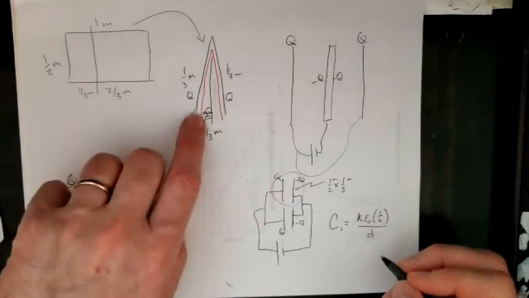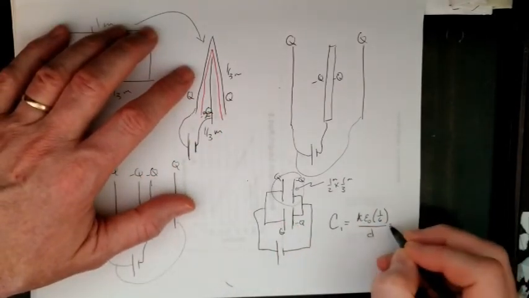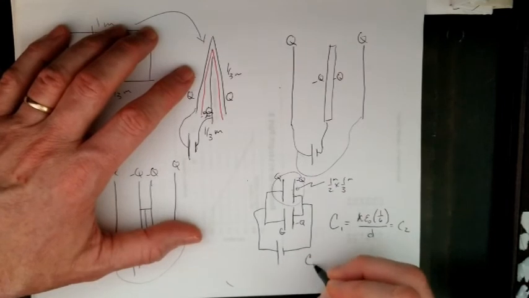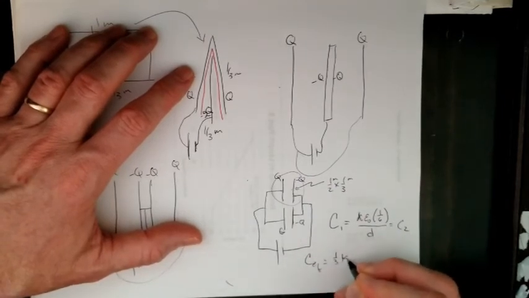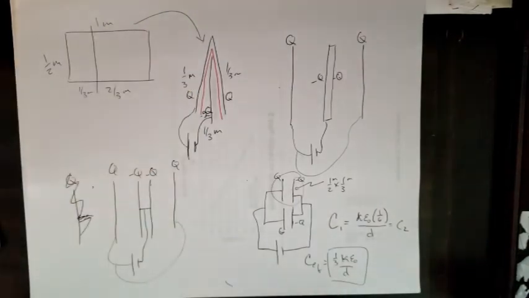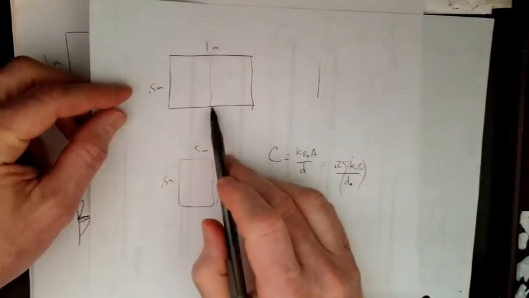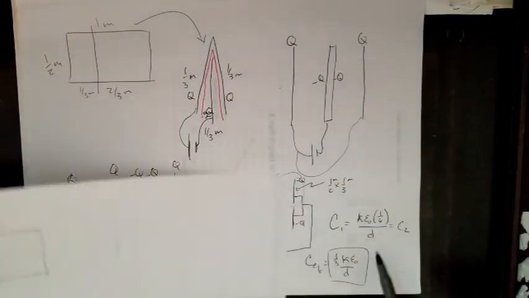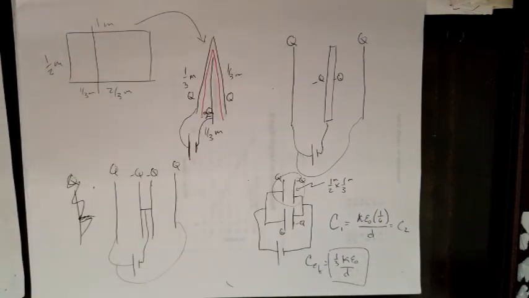The distance is still the thickness of the dielectric. I have two of them in parallel, so that's also equal to C2. And so my equivalent capacitance is twice that, or 1/3 kappa epsilon sub naught over D. So by taking my piece of aluminum foil here with a little bit of thought, I actually can create higher capacitance. This was 1/4, this is 1/3.